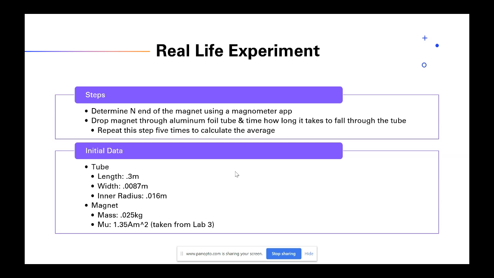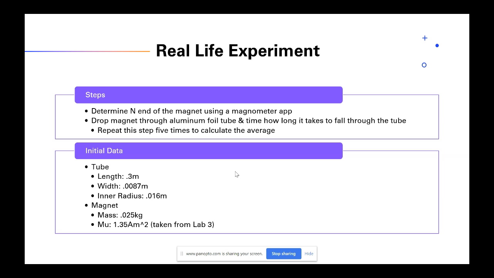To give you a brief description of the real-life experiment, what we first had to do was determine the north end of the magnet using a magnetometer app. Then we dropped the magnet through the aluminum foil tube and timed how long it took to fall through the tube, and then we repeated the step 5 times to be able to calculate the average time spent in the tube. This is some of the initial data for the tube and the magnet.